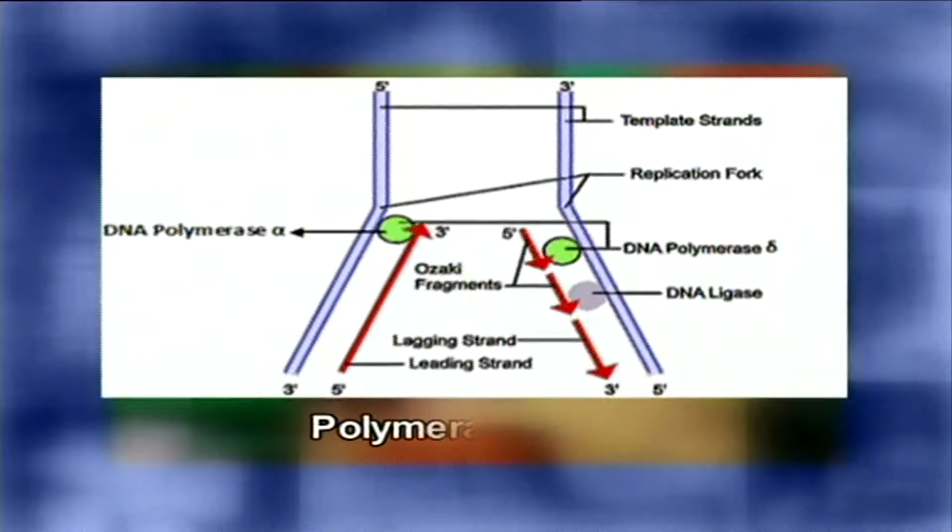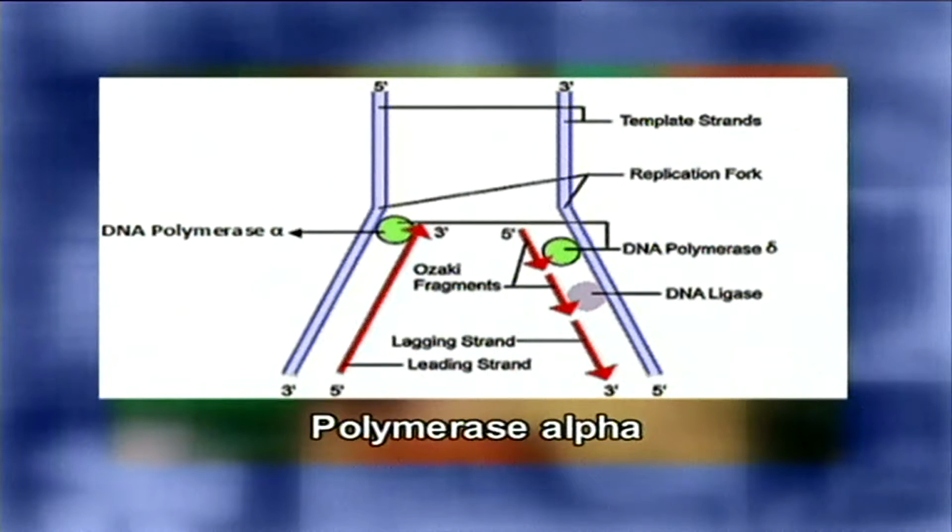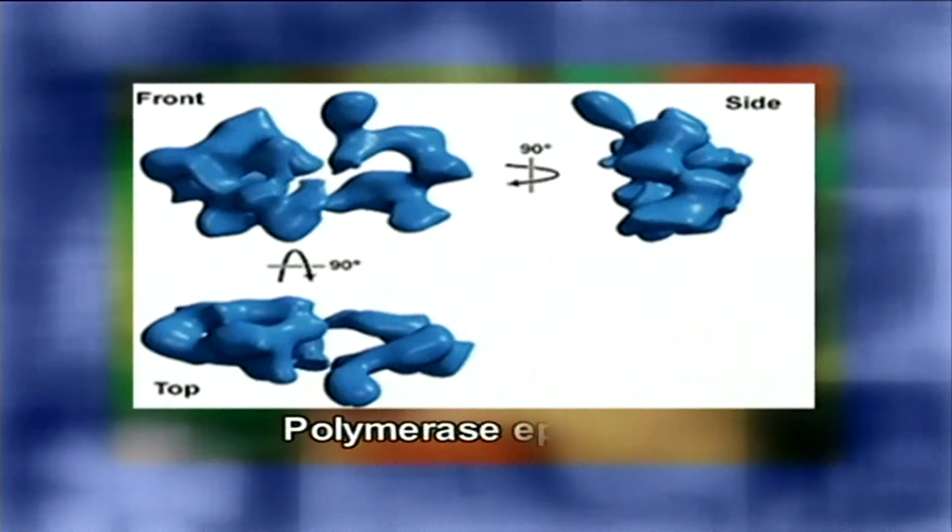Polymerase alpha elongates the primer and is involved in the synthesis of a leading strand. Polymerase delta has a leading role in the lagging strand synthesis. Polymerase epsilon is involved in the leading strand elongation besides polymerase alpha. Both polymerase alpha and polymerase epsilon are highly processive and have proofreading, that is 3' to 5' exonuclease activity.